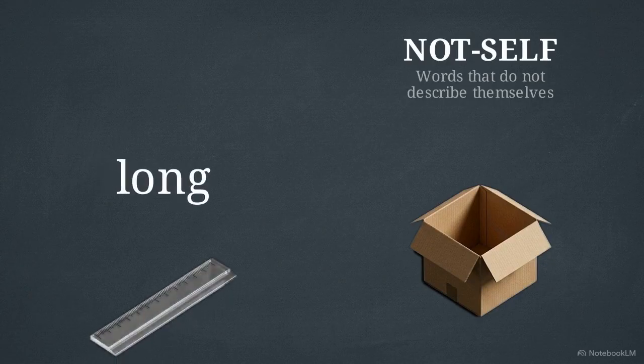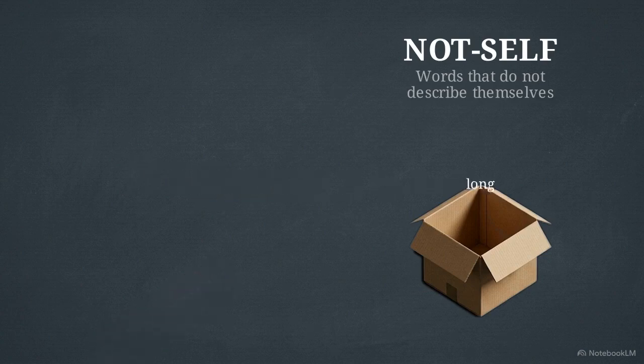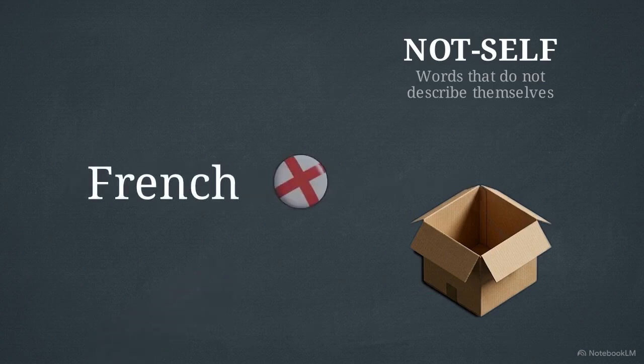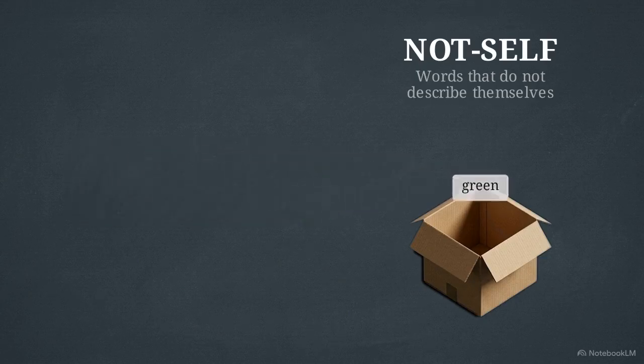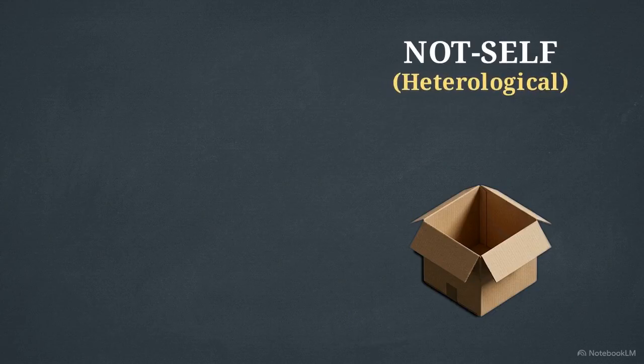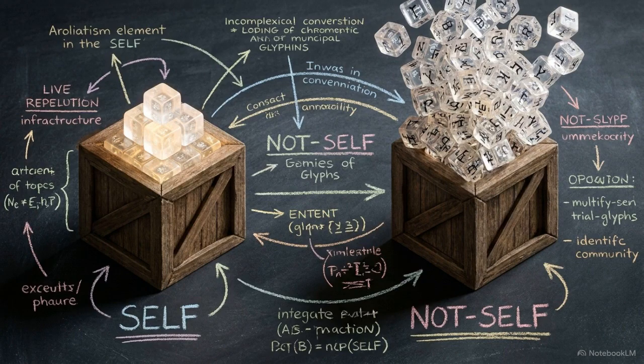But remember, we have a second box. This one is labeled the not self box. This is where we put any word that lacks the very property it describes. Think about the word long. Ironically, it only has 4 letters. It is not a long word, so it gets dropped into the not self box. The word French is an English word, so it directly contradicts its own meaning. In it goes. Or take the word green when it is printed in plain black text. It clearly doesn't possess the color it names. The official term for the second category is heterological. Since nearly every word in the dictionary fits perfectly into this second box, our sorting system appears to be flawless.